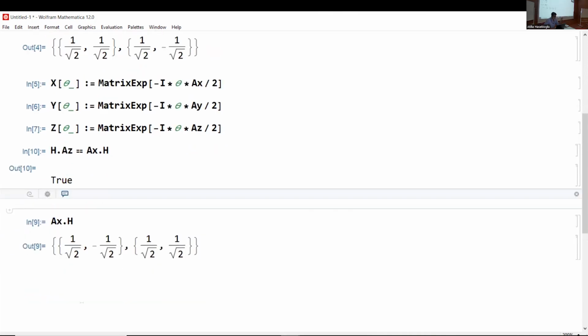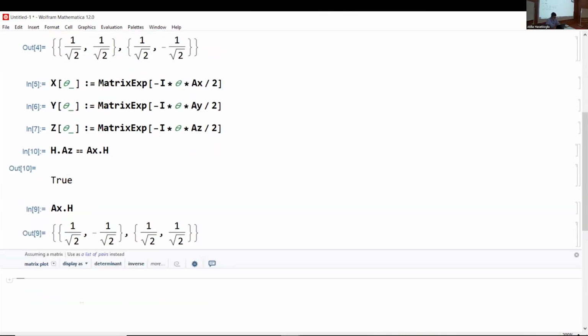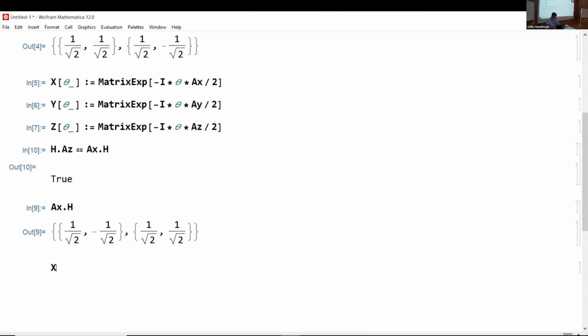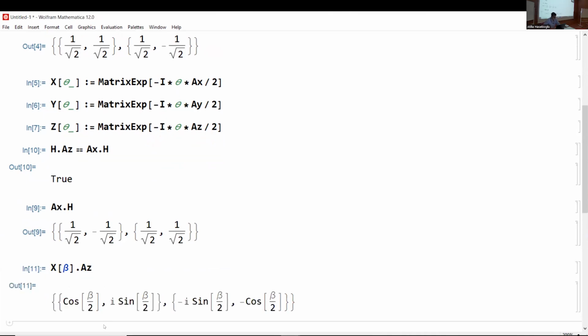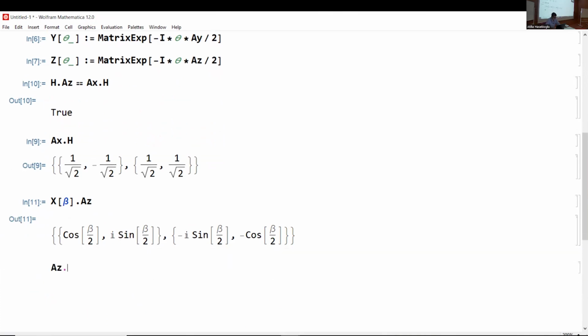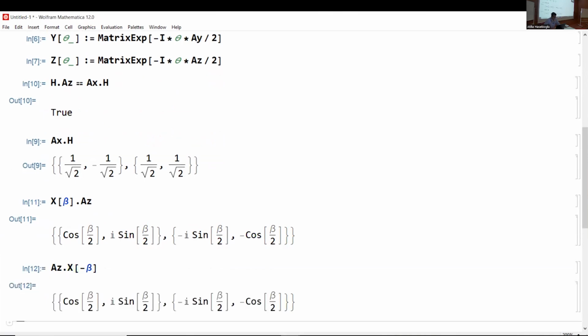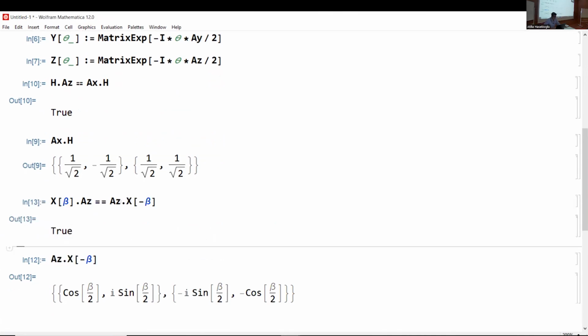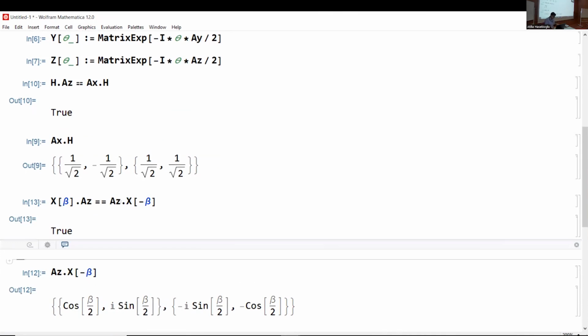If I have an X operation about an angle beta, followed by a Z operation, AZ, and if I do AZ, X minus beta, they would be the same. Okay. So all of the identities that I mentioned can be proven by explicit calculation.